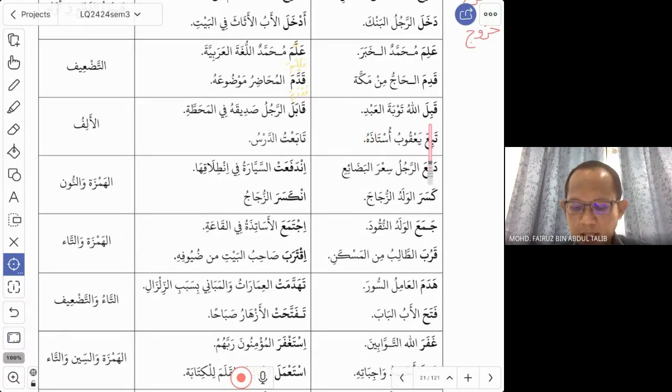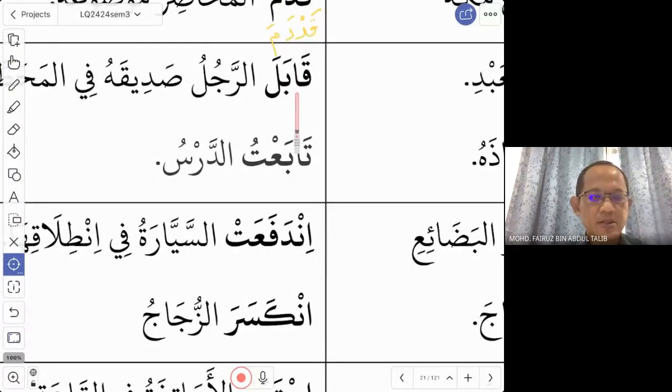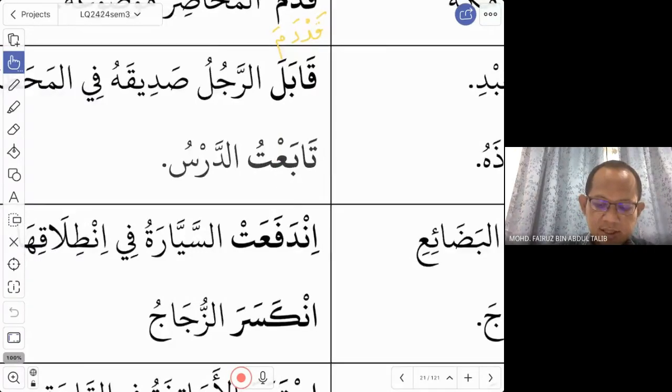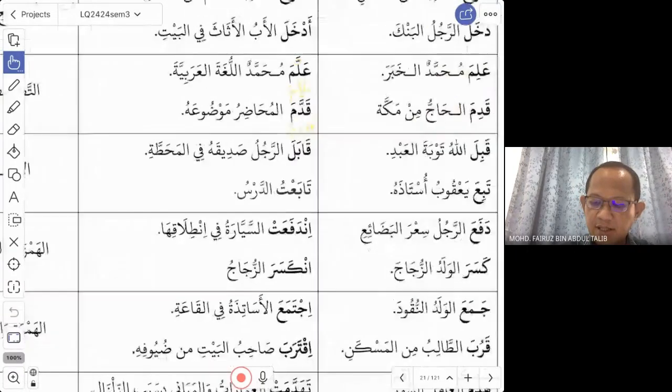From the word qabila, it can be changed to this pattern. Now you have qabala. If you look at the word qabala, you still have the letters qaf, ba, and lam, but we have an additional letter, which is the letter alif in the middle. So this additional letter tells us that this fi'il is no longer fi'il mujarrad. This is now fi'lun mazid, where the additional letter is the alif. And the meaning is now different.